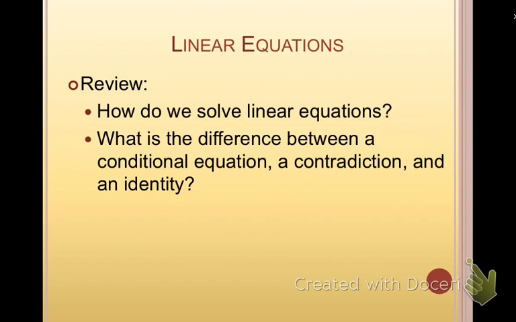Once you get your answer, remember that there are a couple different situations you may run into. There's a conditional equation, a contradiction, and an identity. A conditional equation is when you come up with a single solution like x equals 5. A contradiction is when you come up with a situation like 10 equals 1. It's not true and there is no solution. And an identity is when you come up with a statement like 2 equals 2. It's always true, and there are infinitely many solutions.